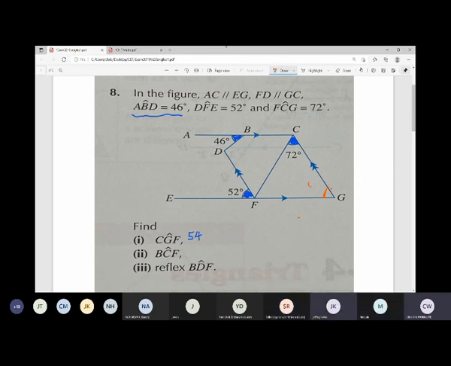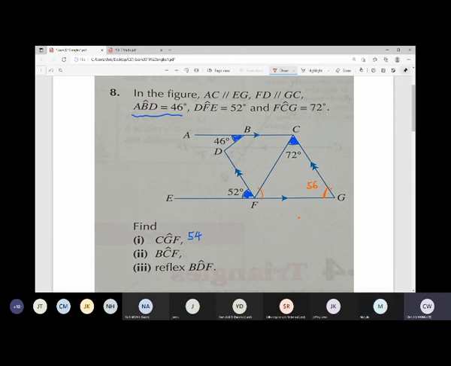G is 56. F is 52. F is CFG, is it? CFG, CGF. No, CGF is what? 56. Yeah. Then CFG? F is 52.